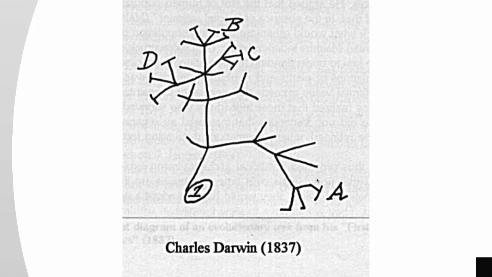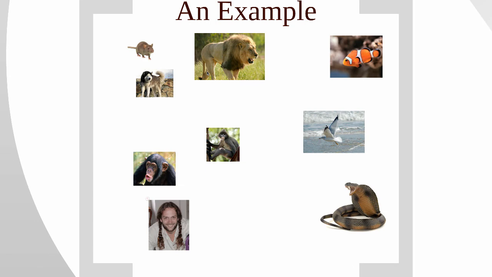For example, what this tree is saying is that B and C, because they shared a common ancestor more recently than C and A, are more closely related. Okay, they diverged more recently than A and C, or A and the rest of them for that matter, diverged. All right, so let's go over an example.